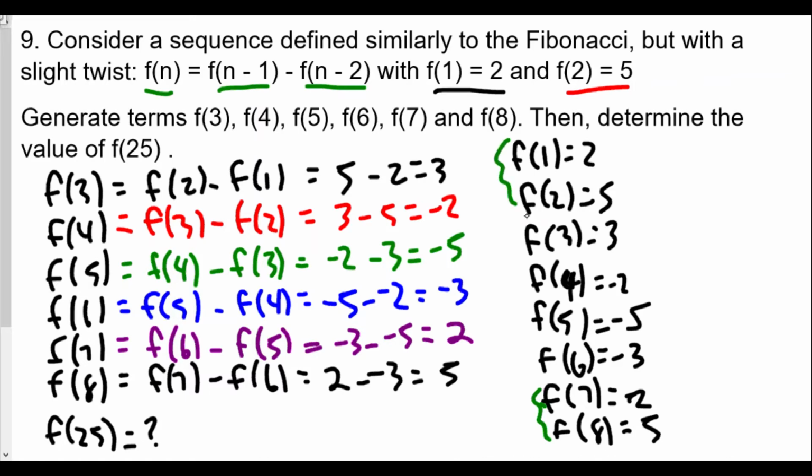All right, so we found our 8 terms here, all right? But do we have to find 9, 10, 11, 12? We should recognize in this case that we don't even need to, because we're using the same formula, so f9 is going to be the same as f3, which is going to be 3. f10 is the same as f4, negative 2.